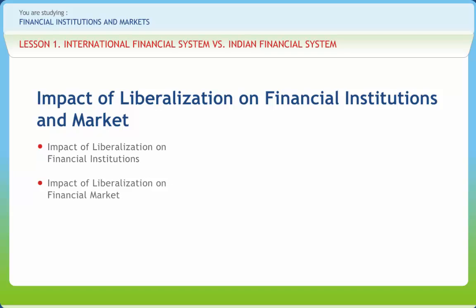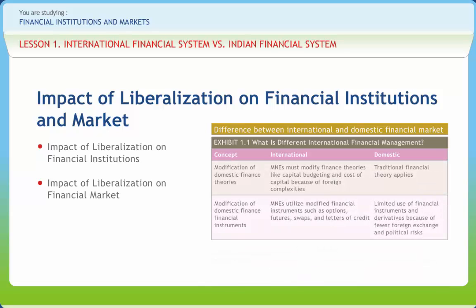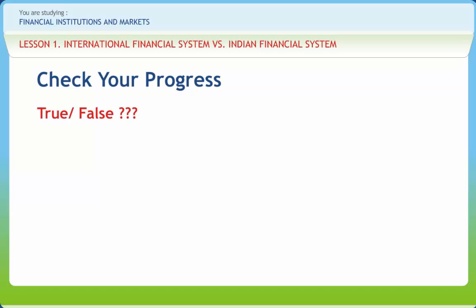Second is impact of liberalization on financial market. SEBI has issued guidelines for primary markets, stipulating access to capital market to improve the quality of public issues, allotment of shares, private placement, book building, takeover of companies and venture capital. There is a sea change in the institutional and regulatory environment in the capital market area. Difference between international and domestic financial system is given in a tabular form. Please go through it. Now let us check if we have understood the various concepts discussed in this lesson clearly.